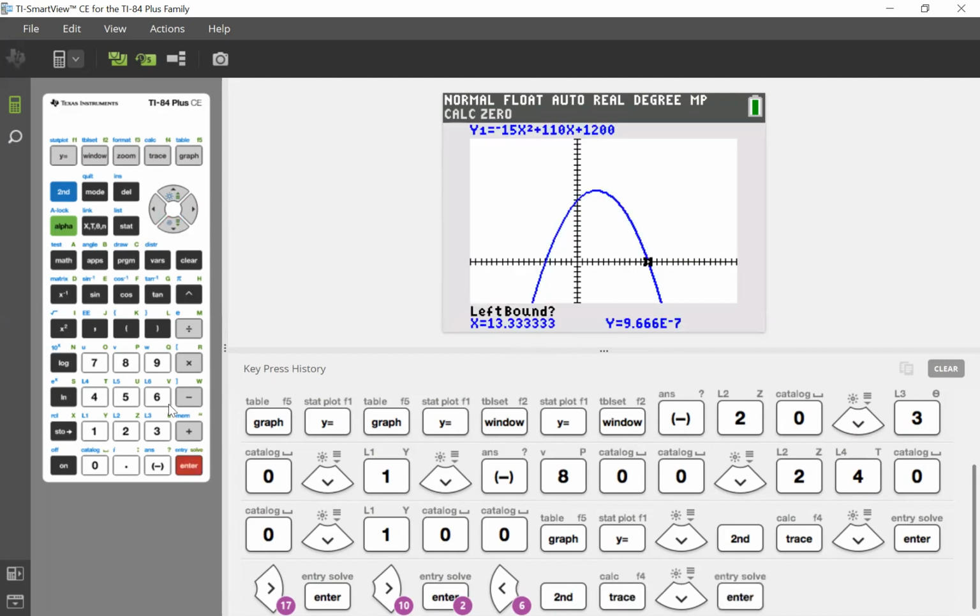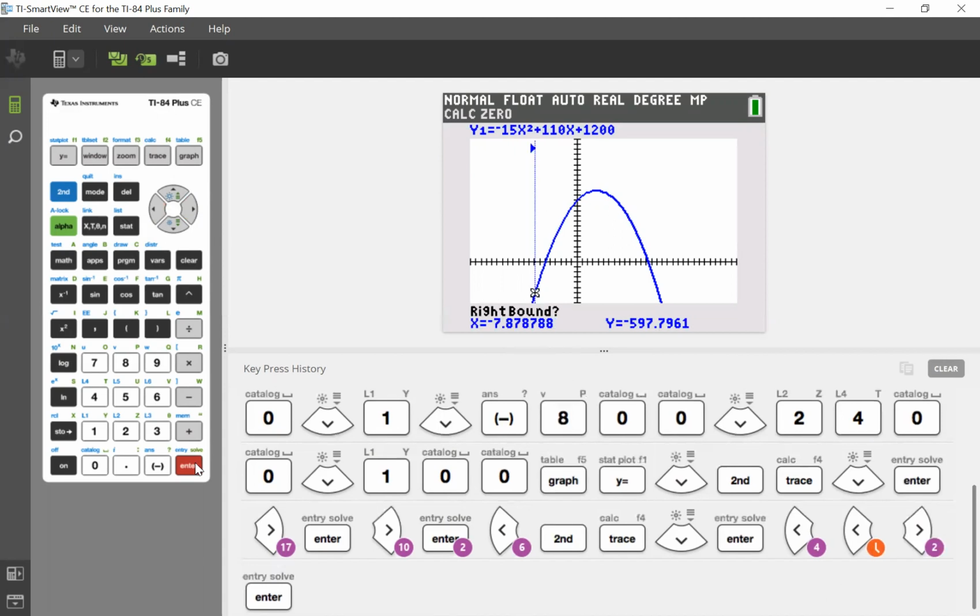0. And if you wanted the other one, you could just come over here and hold this down. Now watch. Left bound. It's there. That's to the left of the intercept. I'm going to come over. Hit enter for the right intercept, or right bound, I'm sorry. And then enter one more time because your calculator gives you a chance to guess. Hit enter. There's my 0, negative 6 comma 0.